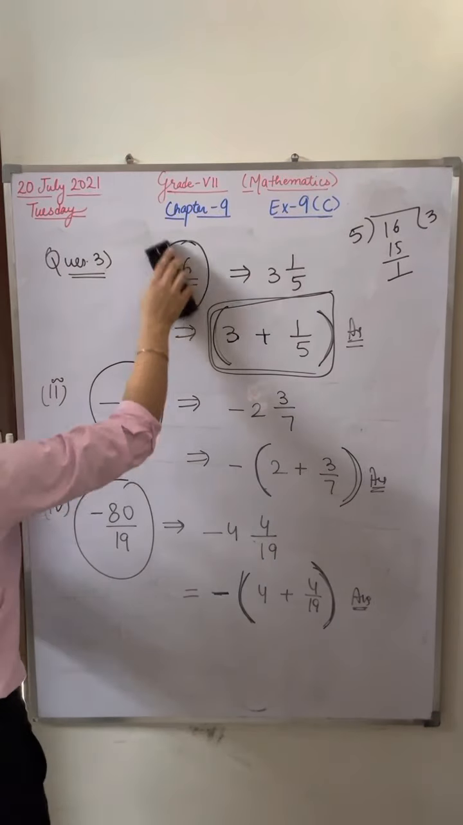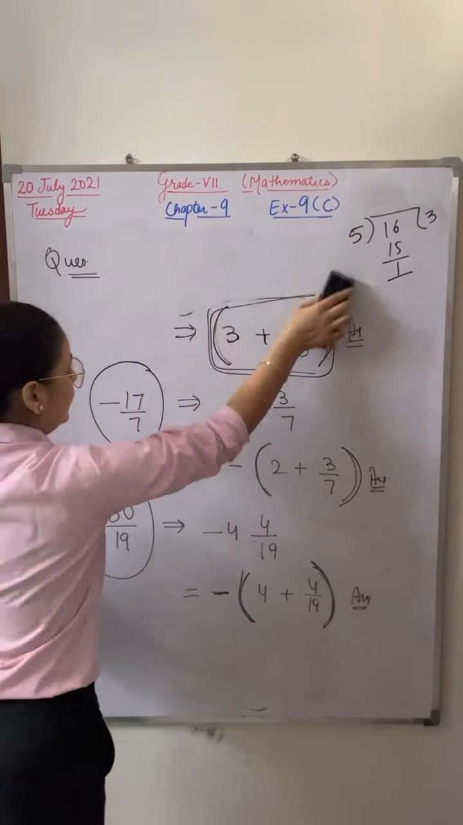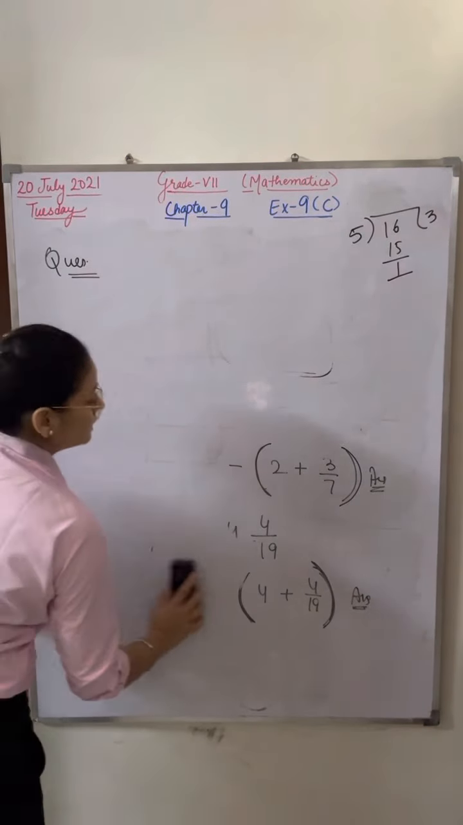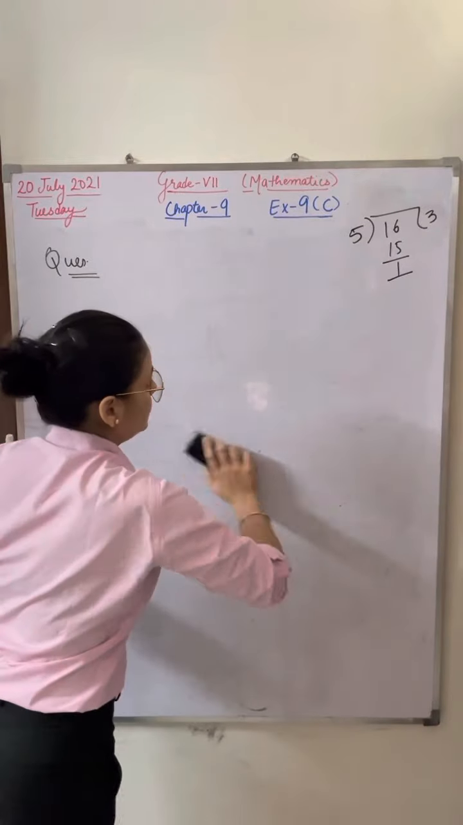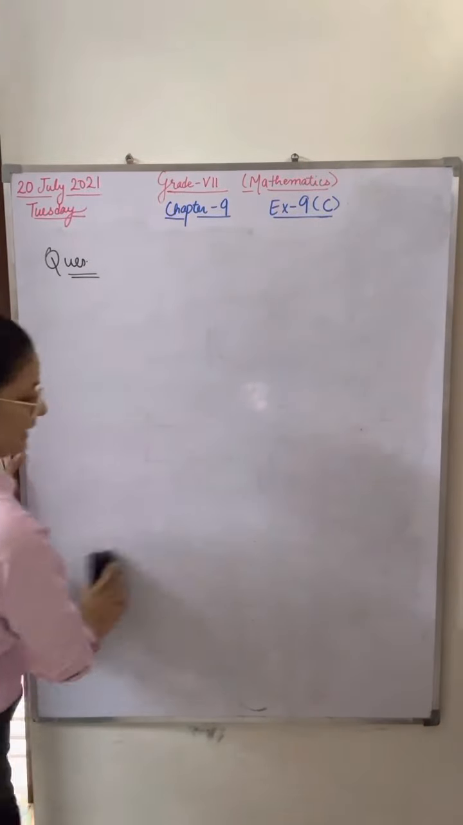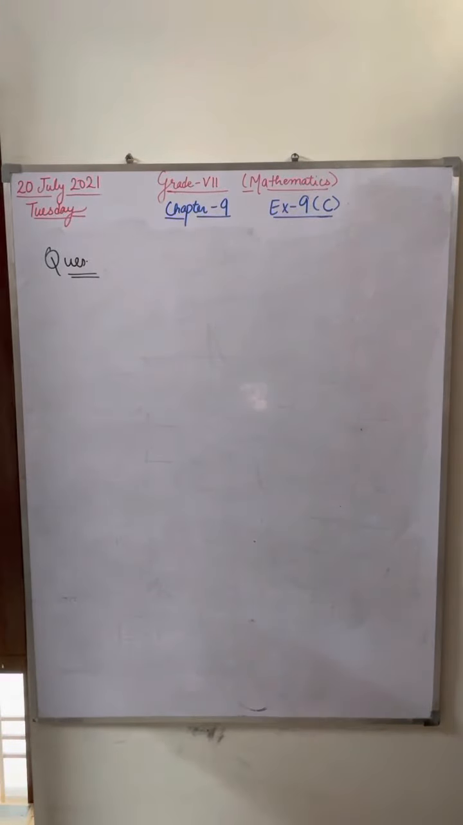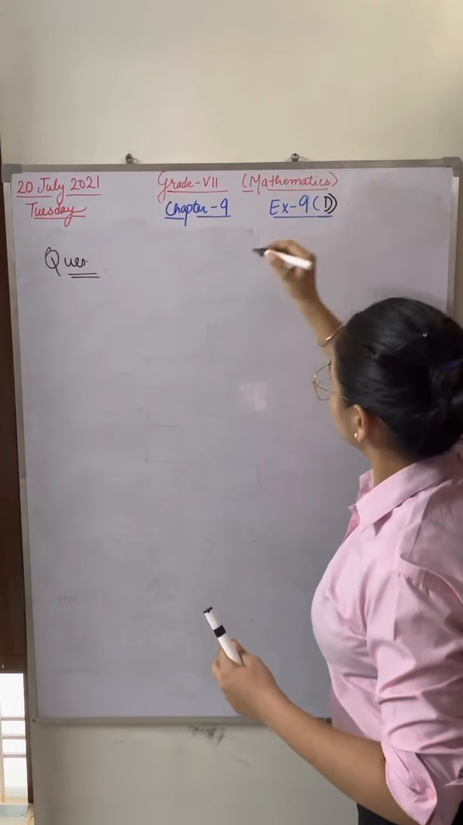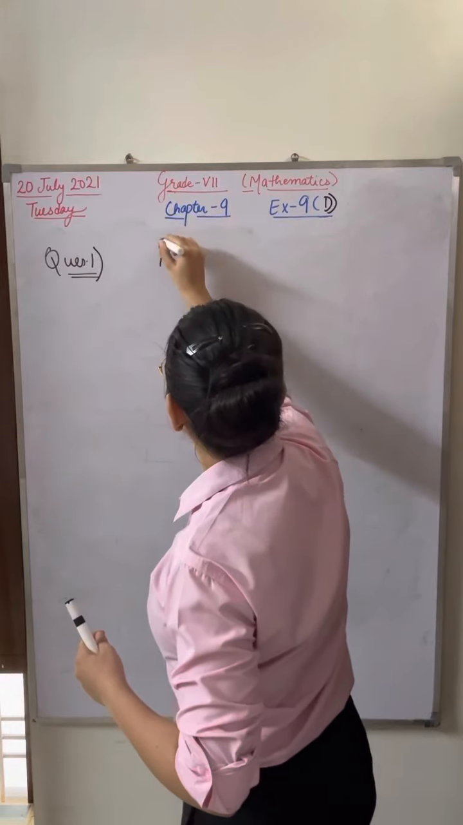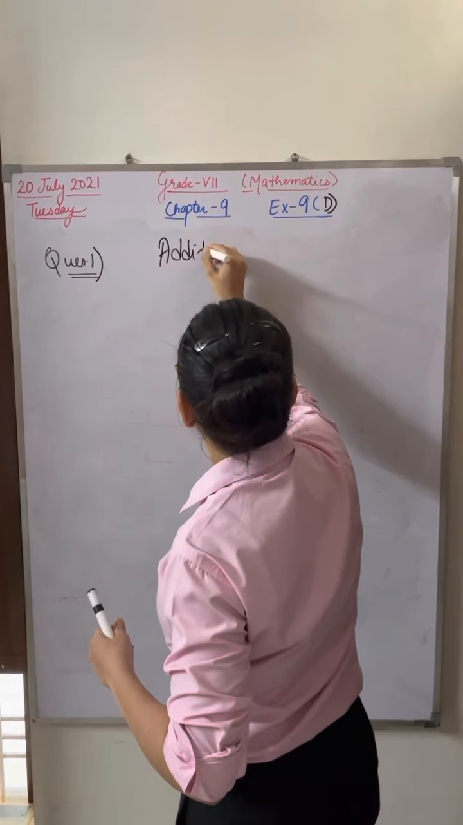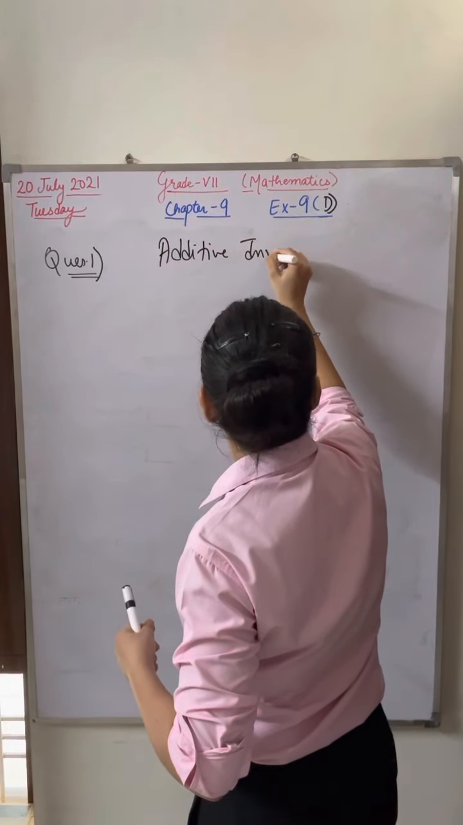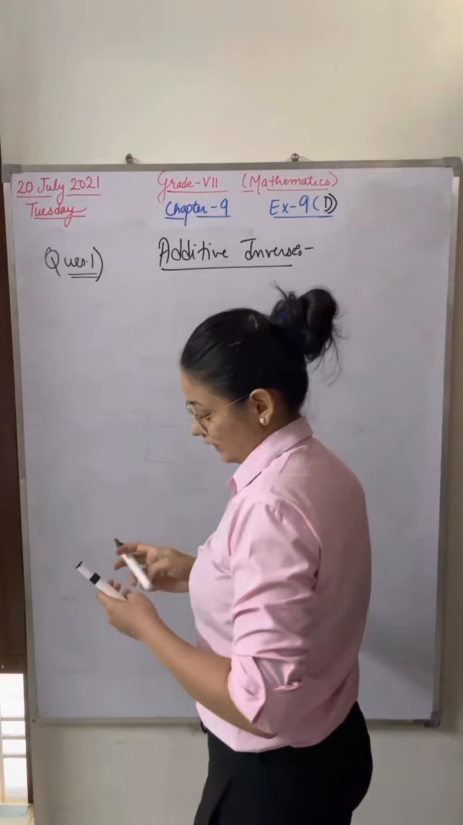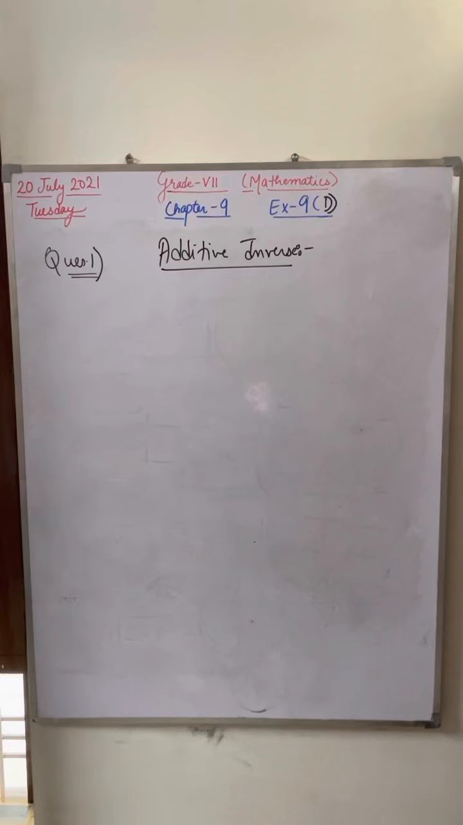Okay? Now, let's start with the next exercise, that is exercise 9D. I am going to start the 9D exercise. Question 1. You have to write down the additive inverse of the following rational numbers or integers.